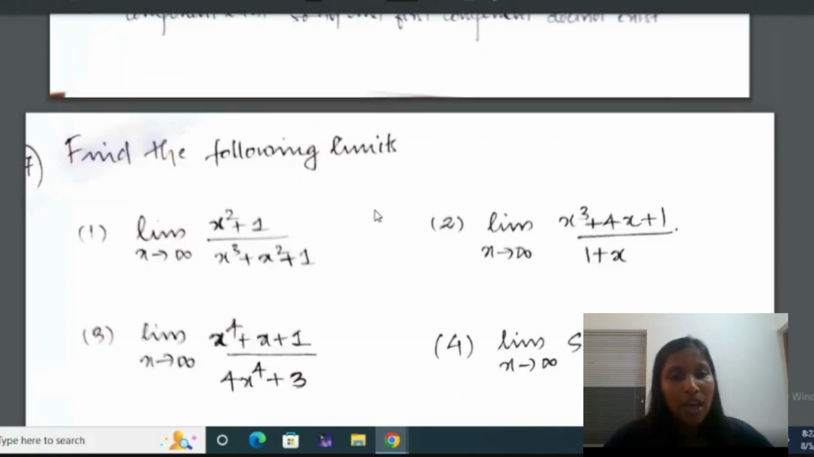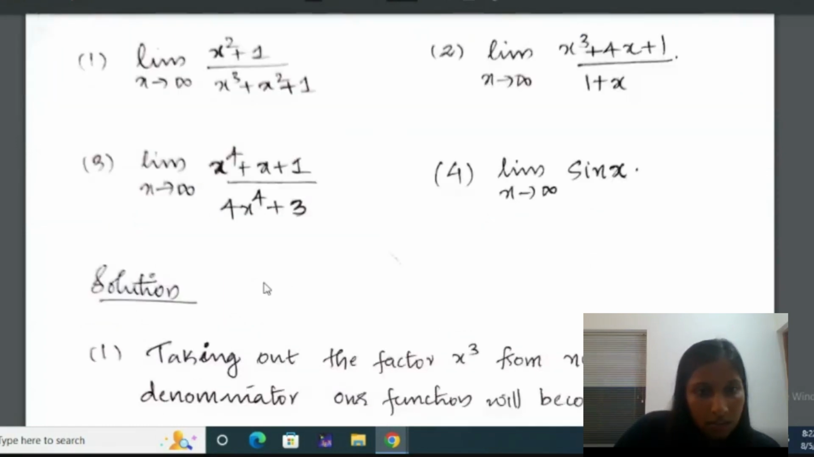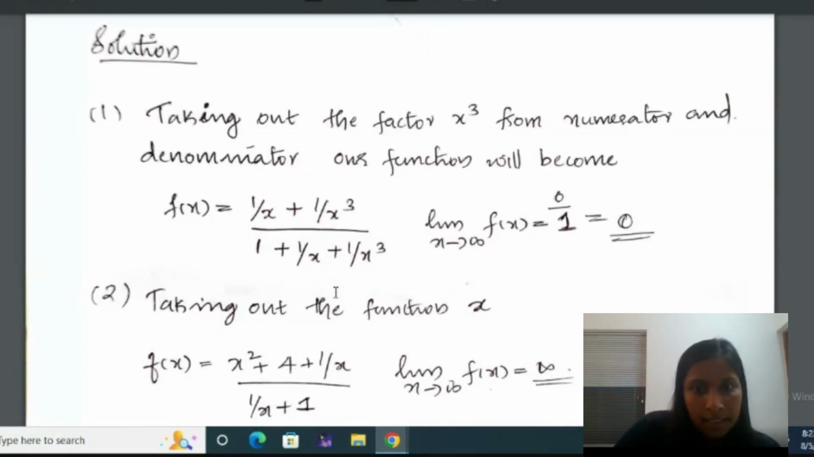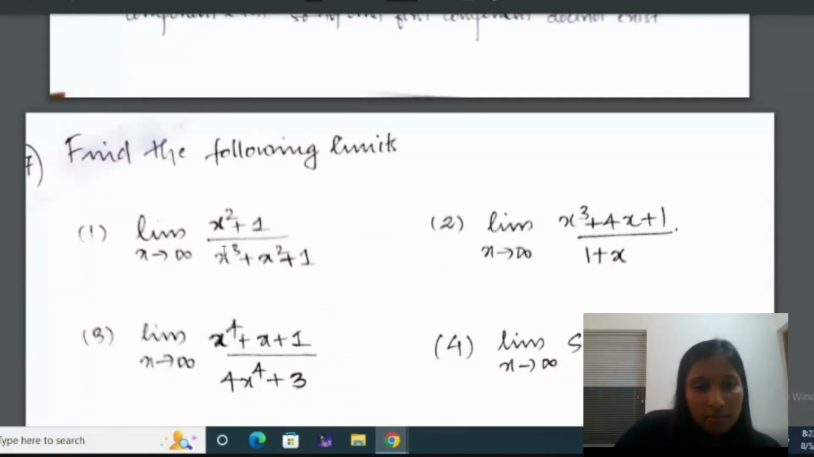If we have a question like this, where you have to find the limit as x tends to infinity or minus infinity for some function of the form p of x by q of x, where p of x and q of x are polynomials, there is a trick or a procedure for finding the limit. You just consider the highest power of x in the denominator function.